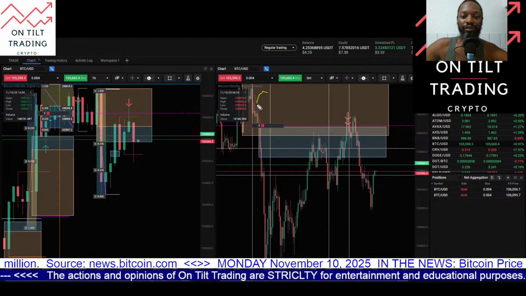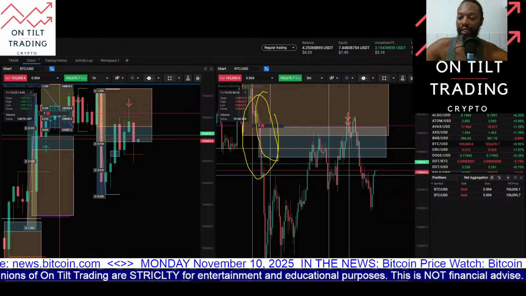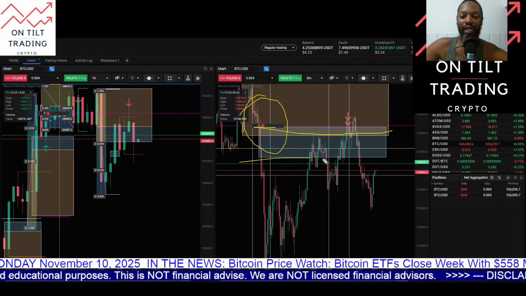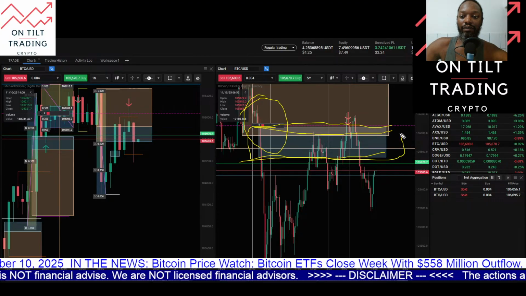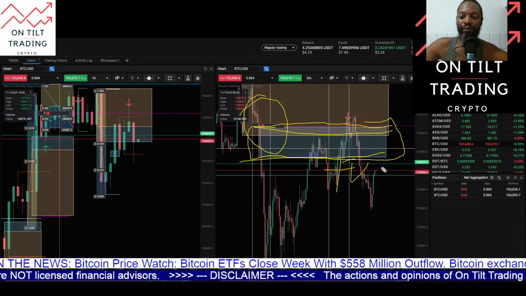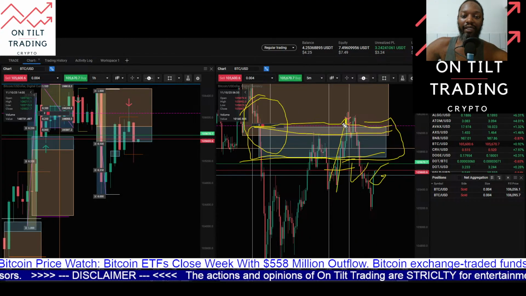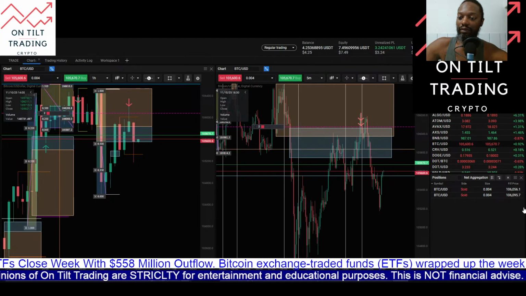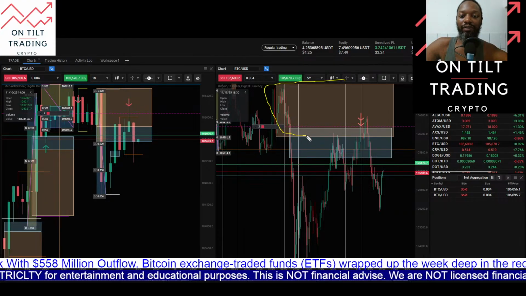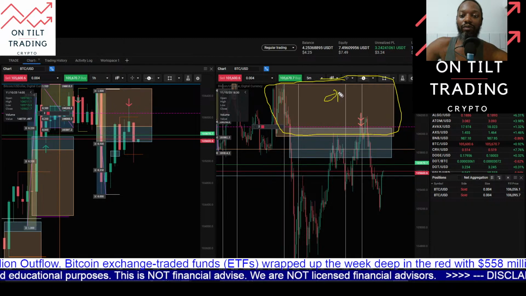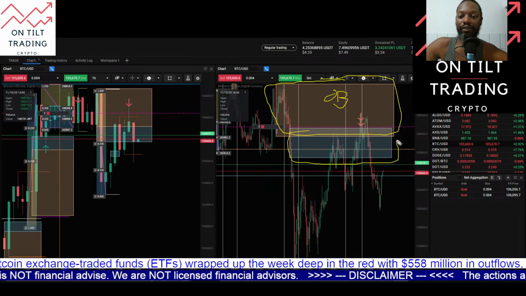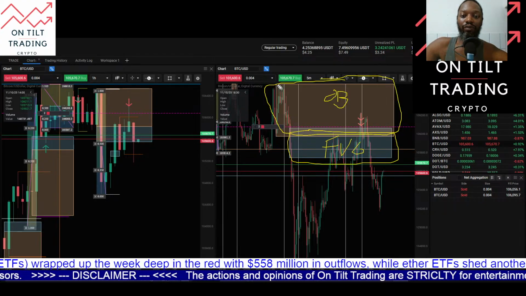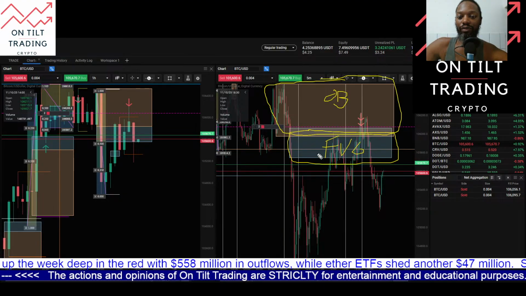And what I saw was during my New York AM target range here, there was a fair value gap here, this fair value gap. So price pulled back into this gap also. Just highlight this here. So this area here, OB, this area here, FVG, so fair value gap, order block. So the order block is above here, bearish order block, bearish fair value gap.